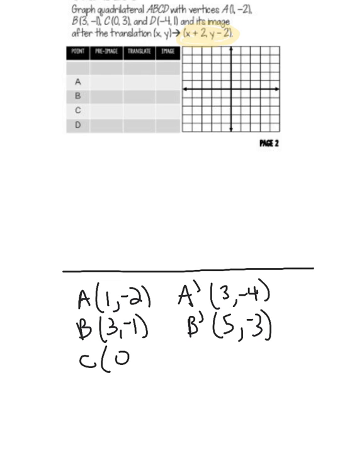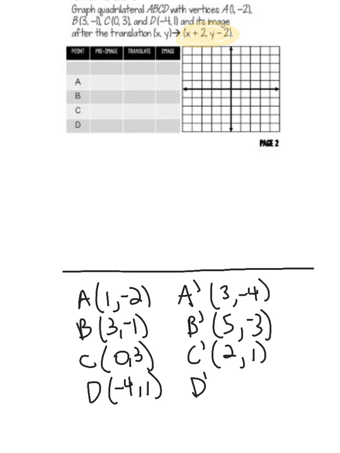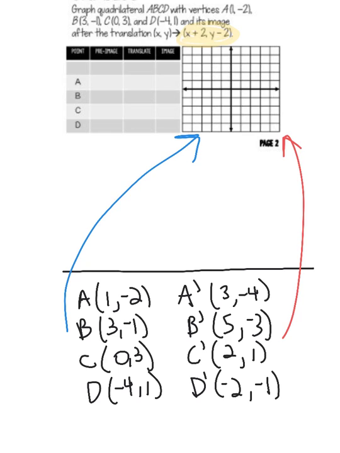Coordinate point C is at 0, 3. So our pre-image after its transformation, C prime, 2, 1, and lastly, point D, negative 4, 1, becomes D prime, negative 2, negative 1. Okay? So go ahead and graph those two at the top, and you've completed your notes.